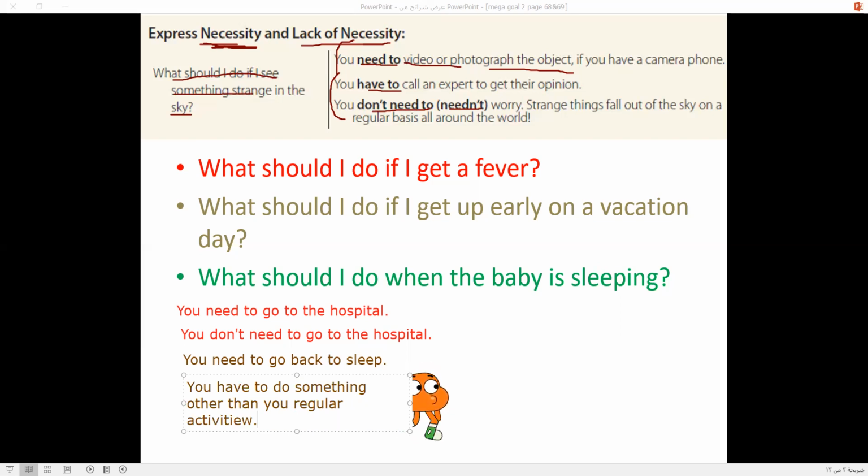Right. The next question I would ask: what should I do when the baby is sleeping? Always when the baby is sleeping, what do they tell you? You don't need to, or you have to, or you need to, something they say when the baby is sleeping. Yes, Jenna? You have to be quiet. Very good. They would say, you have to be quiet. What else? They always say what when the baby is sleeping?